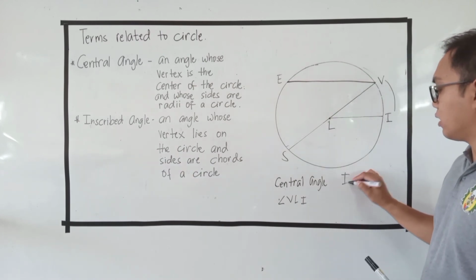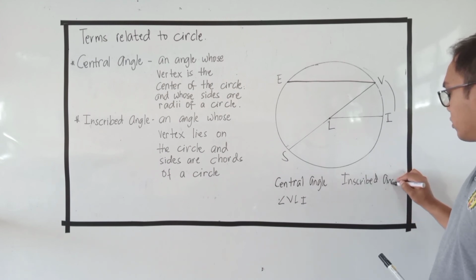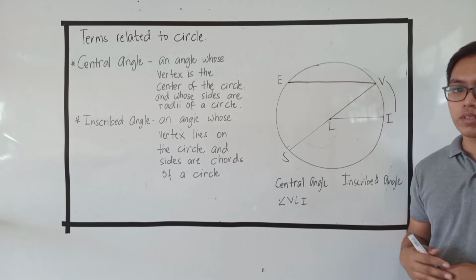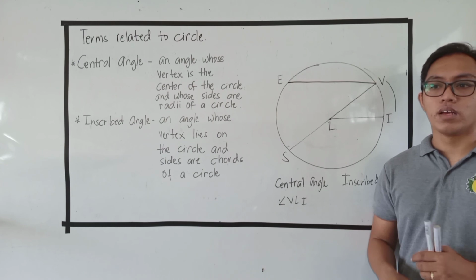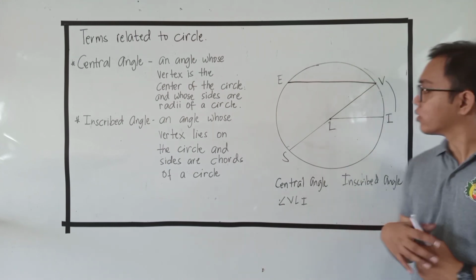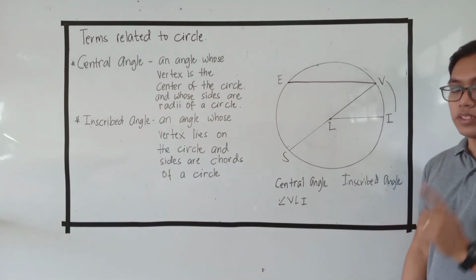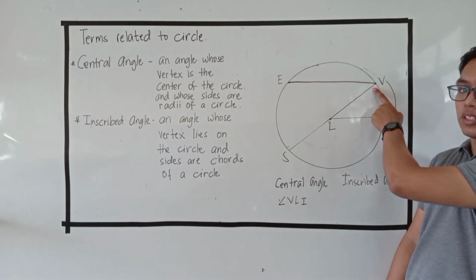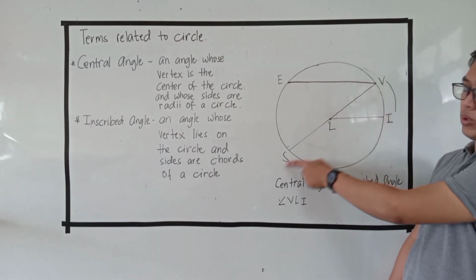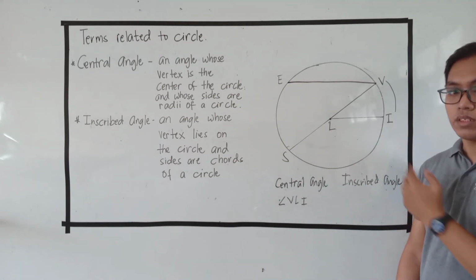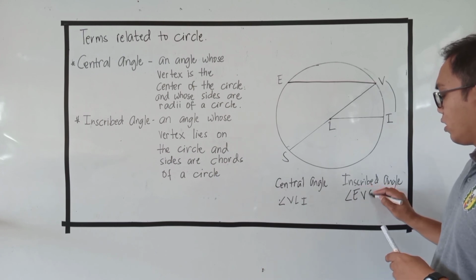How about an inscribed angle? The vertex must be on the circle. So we can name here one: angle EVS, since the vertex V lies on the circle and the sides are chords of a circle. So angle E, V, and S.